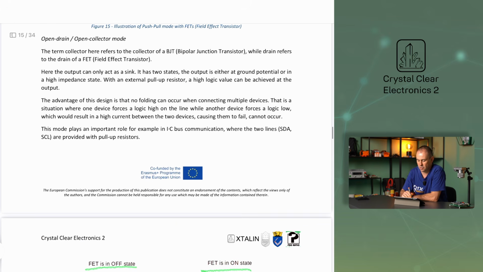The advantage of this design is that no bus conflict can occur when connecting multiple devices. That is a situation where one device forces a logic high on the line, while another device forces a logic low, which would result in a high current between the two devices, causing them to fail. This mode plays an important role, for example, in I2C bus communication, where the two lines, SDA and SCL, are provided with pull-up resistors. Finally, let's also talk about the three-state or tri-state outputs.